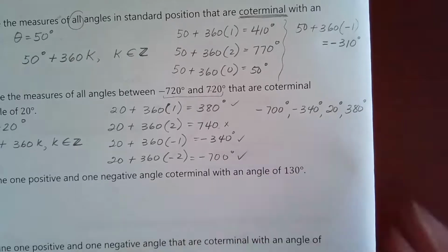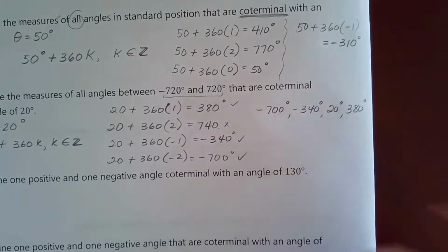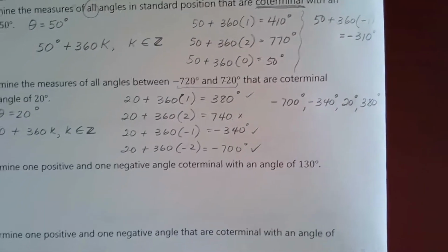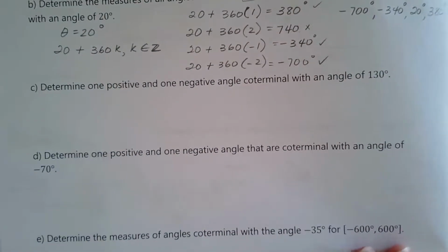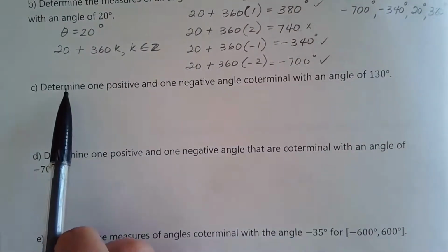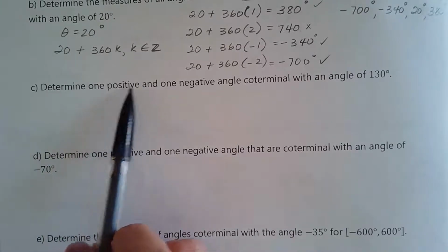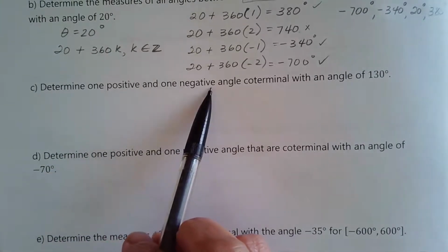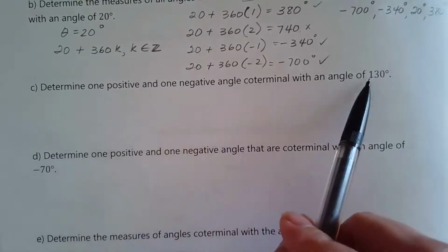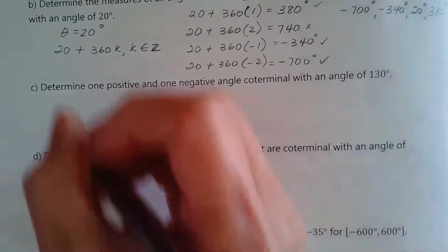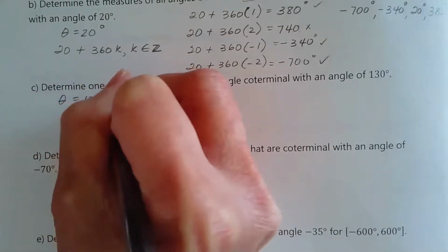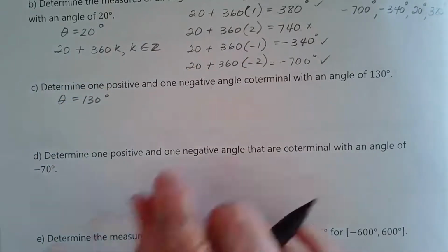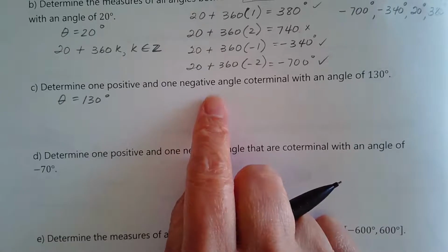Okay, so those are the coterminals. Take a look at letter C. Determine one positive and one negative angle coterminal with 130 degrees. So they're telling us theta is 130 degrees. Now we're going to look for one positive and one negative.